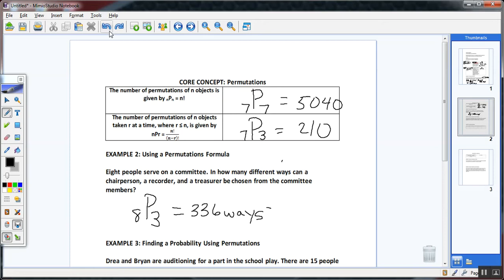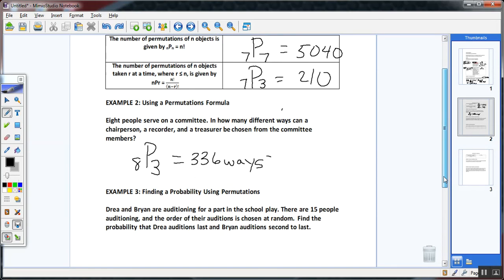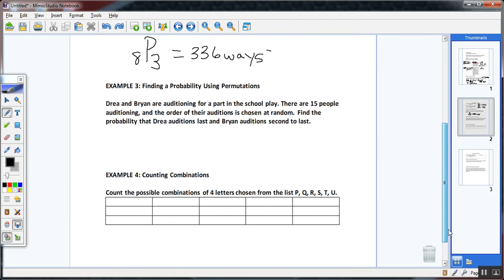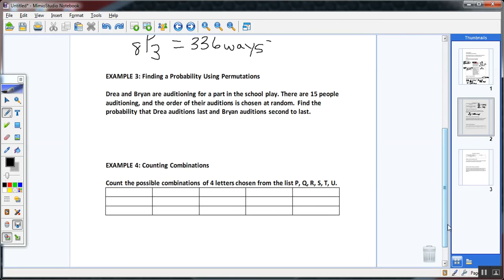Let's talk. Finding a probability using what, kids? Permutations. All right. Dre and Brian are auditioning for a part in a school play. There are 15 people auditioning, and the order of their auditions is chosen at random. Find the probability that Dre auditions last and Brian auditions what?